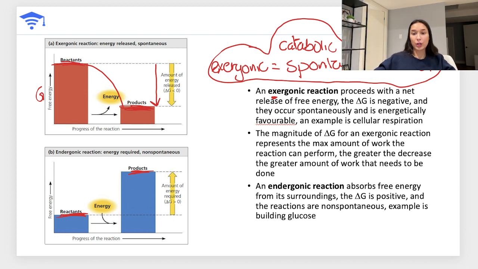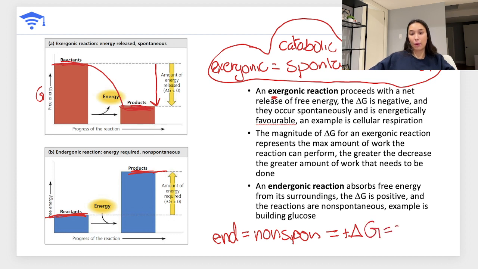So an endergonic reaction absorbs free energy, the delta G is positive, and the reaction is non-spontaneous. If we do remember, non-spontaneous reactions can't happen on their own. This reactant, if it's starting at a lower energy, cannot turn into a product on its own. It needs energy. Non-spontaneous reactions always need energy. So remember, exergonic is spontaneous, endergonic equals non-spontaneous. So this is not going to happen on its own. You need lots of energy. It's going to be a positive delta G because you have to put energy into it.